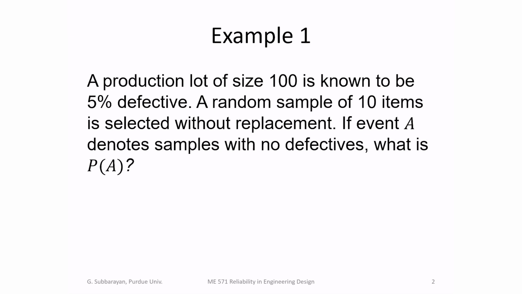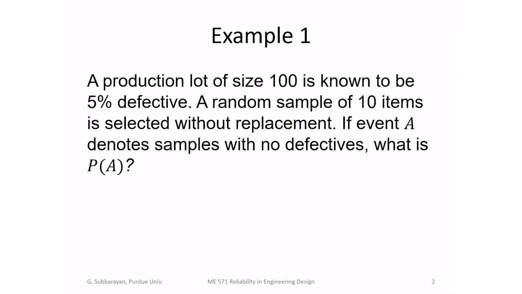So we are given in this particular first example that a production lot of size 100 is known to be 5% defective. So that means 5 parts out of 100 are known to be defective. We don't know which 5 parts, and these are parts that are nominally identical. So we pick at random 10 items, without replacement. We don't replace them. Once we pick 10, there are only 90 parts left.